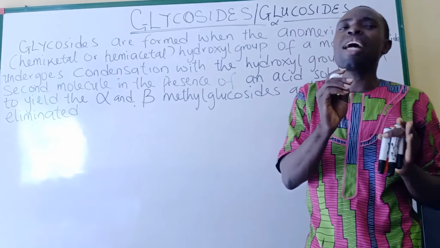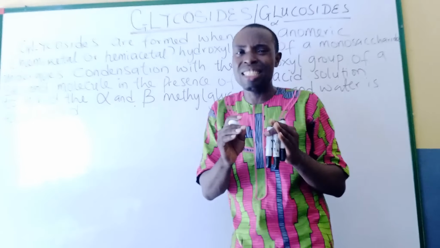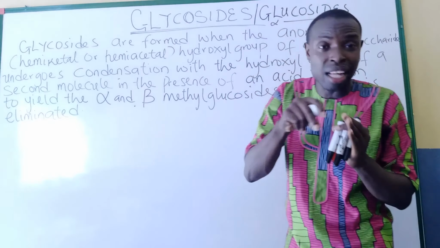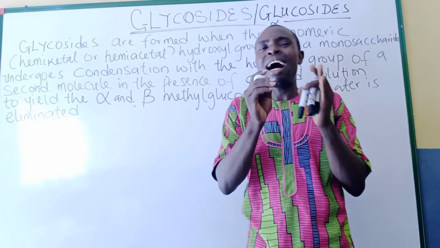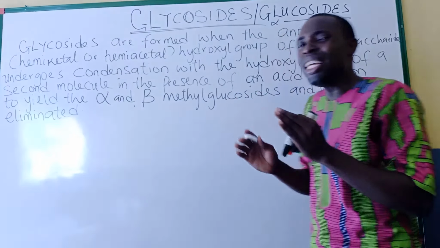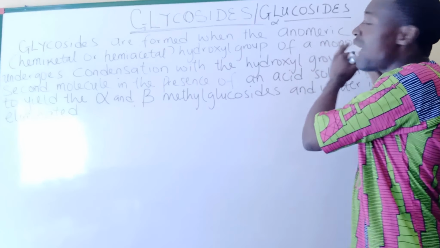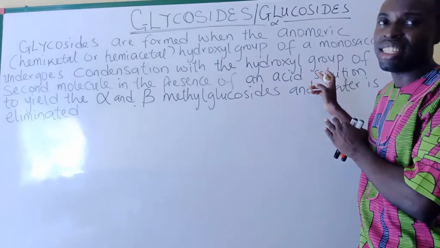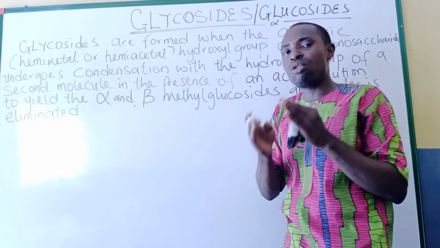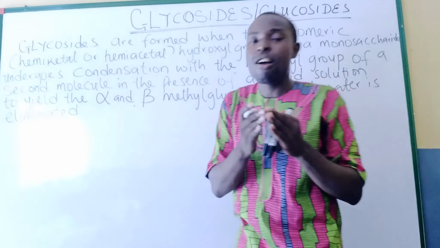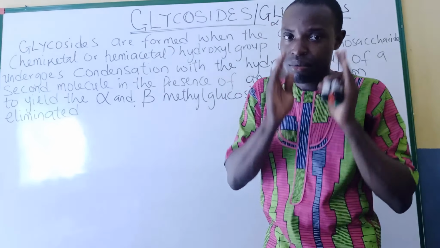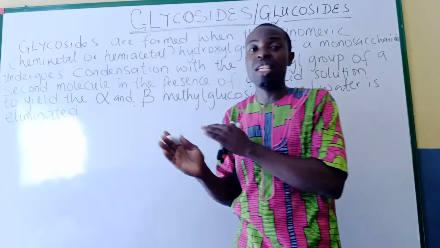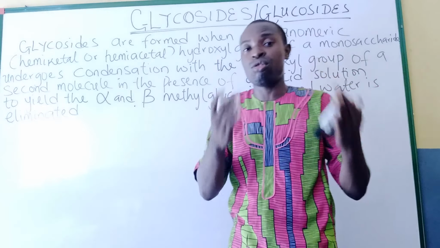Now, a glycoside or a glucoside is obtained. Take note, we are working basically on glucoside. So they are obtained when the anomeric hydroxyl group of a monosaccharide, and this anomeric hydroxyl group can either be a hemiketal or a hemiacetal. Take note. In the previous video that we did, we talked about it, so you can go watch it.